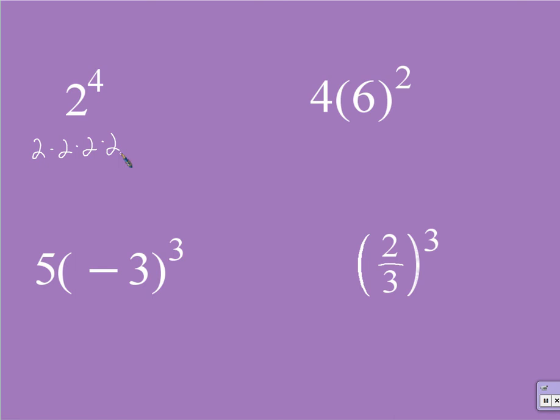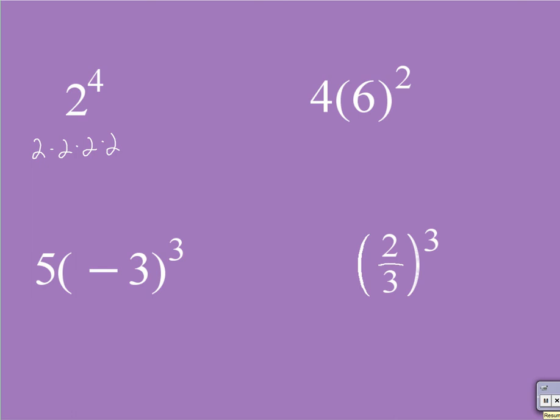But as you're doing that, think about what it means to say to the fourth, or to the second power, or to the third power, or what have you. Just go ahead and get the final answer. Just on your own notes, for all four of these, come to some final number.